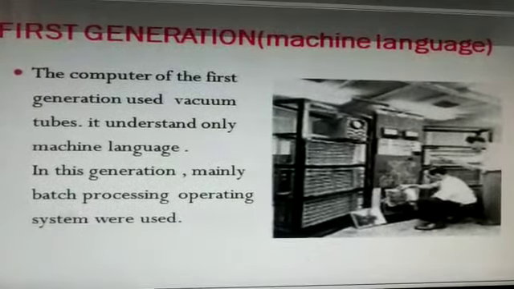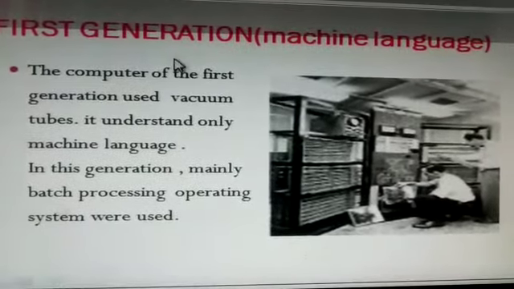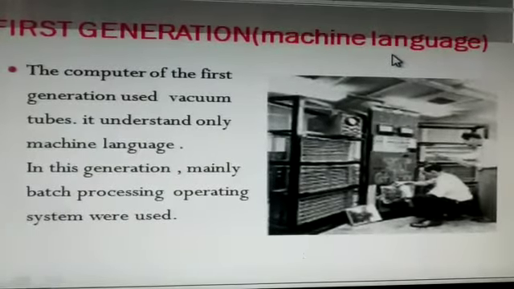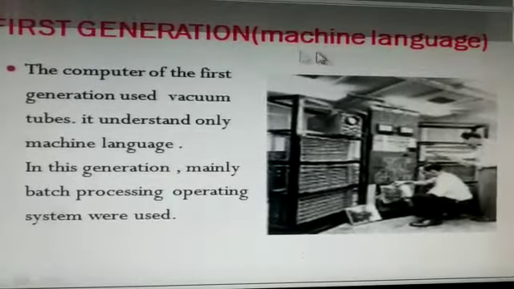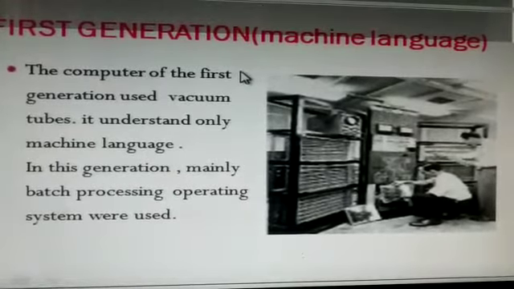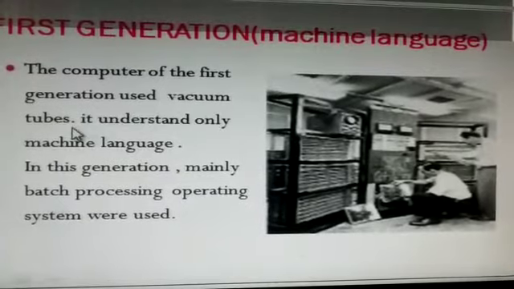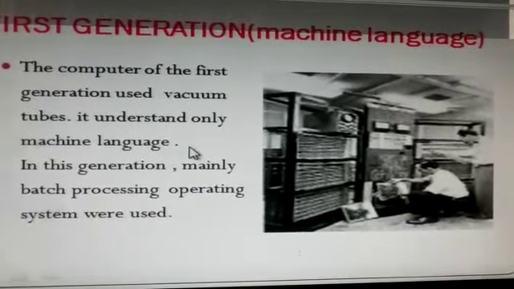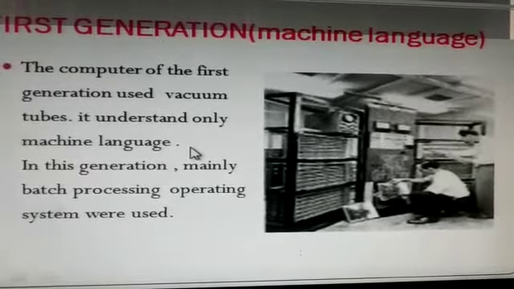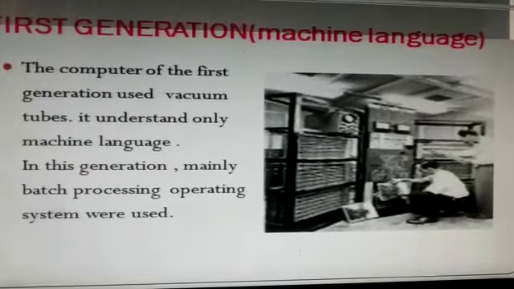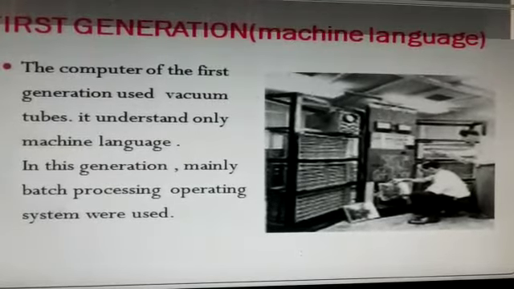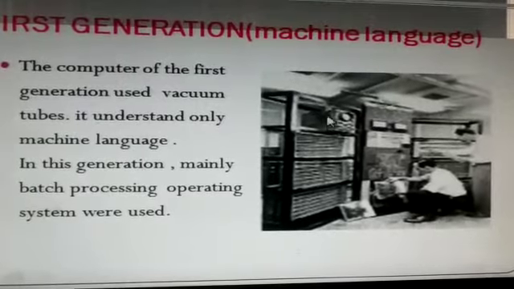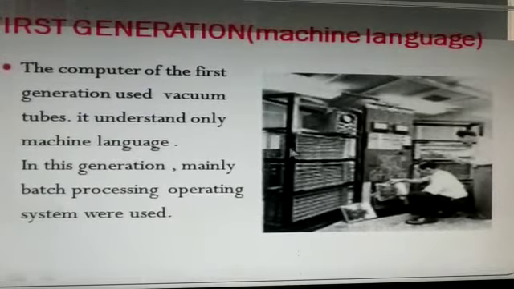First we will start from the first generation of computer. This generation is based on machine language. Machine language means 0 and 1. The computer of the first generation used vacuum tubes. It understands only machine language, which is not easy to write. In this generation, mainly batch processing operating systems were used. In this image you can see the first generation of the computer.